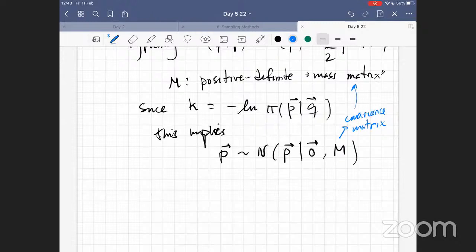Then what to choose about this covariance matrix? Again, typically, let me just use another word, frequently, M is chosen to be either diagonal or even proportional to the identity. So you have only one parameter defining the whole distribution of your associated variables, this momentum. Okay.